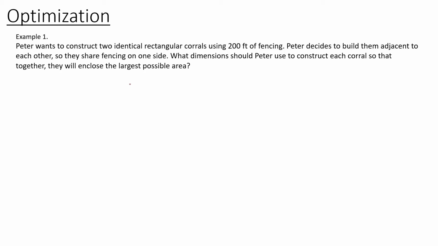So the first thing I'm going to do is try to sketch this so I could have an idea of what they're trying to solve. So it seems like they're going to try to create a fence, and they're trying to make two identical things. So we have two identical rectangular shapes. And what we have is 200 feet of fencing.